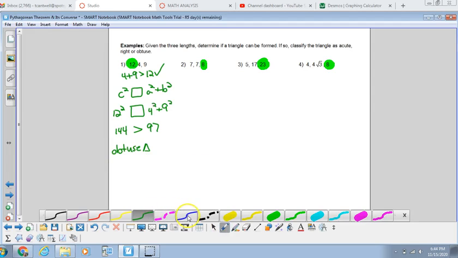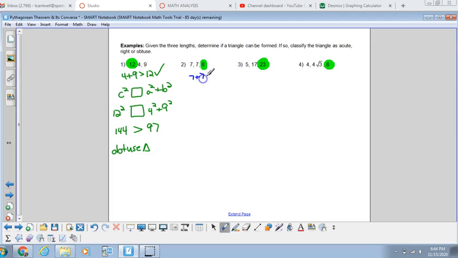For problem number 2, again, we want to make sure when we add up the two smaller sides, it is bigger than that third side. 7 plus 7 is 14. That is bigger than 8, so it does make a triangle. Now let's compare 8 squared with 7 squared plus 7 squared. When we calculate 8 squared, we get 64. 7 squared plus 7 squared, that's 49 plus 49 makes 98. 64 is less than 98, so this is an acute triangle.